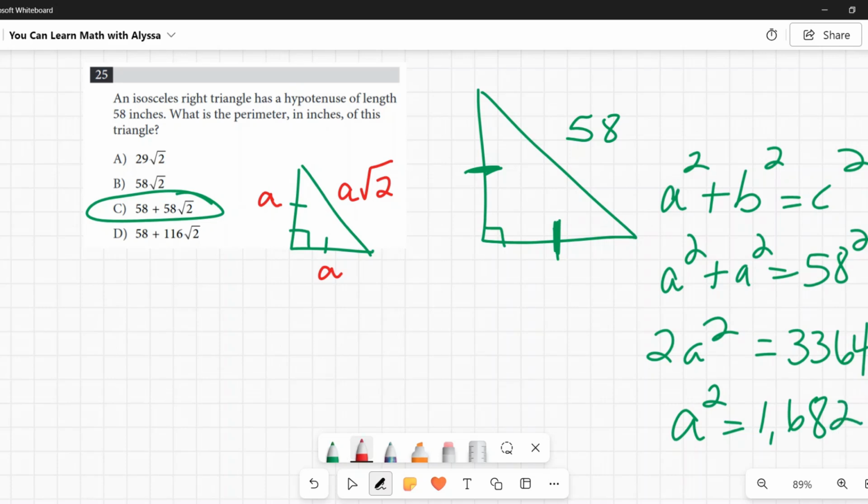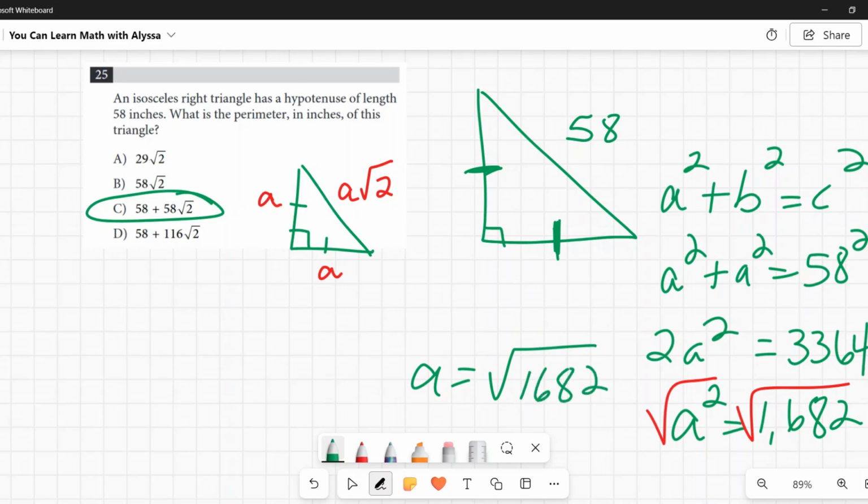1,682. Then you would have to simplify that. You'd have to take the square root of both sides. So you get a is equal to the square root of 1,682. You'd have to simplify that square root, and then you go back here, same steps as we did before, and put it in and get to the perimeter there.